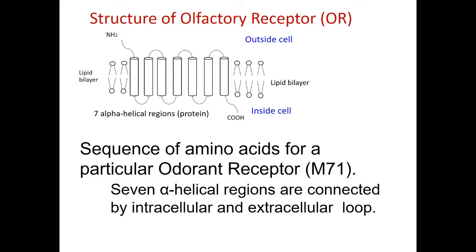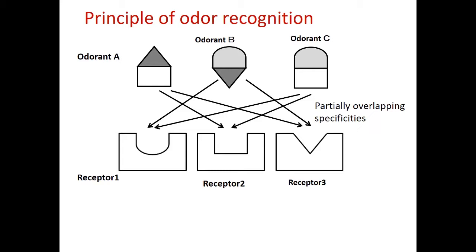Actually, that protein is a sequence of amino acids. It has seven alpha helical regions in the protein. Seven means 1, 2, 3, 4, 5, 6, 7, seven alpha helical regions. This cylinder is a kind of coil structure, and amino acids are connected in sequence, and this one is here and here. Actually, the seven alpha helix structures appear on the proteins in the olfactory receptors. This is a feature of that, and this is the basic principle of odor recognition.